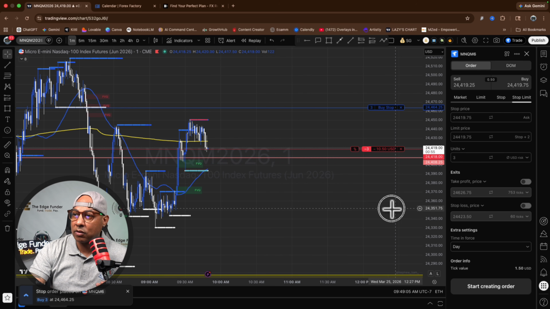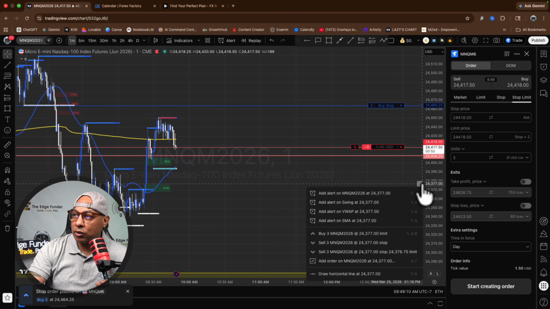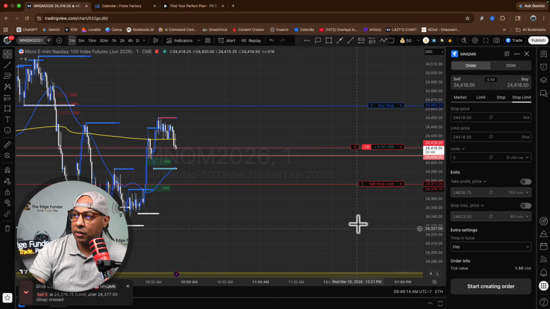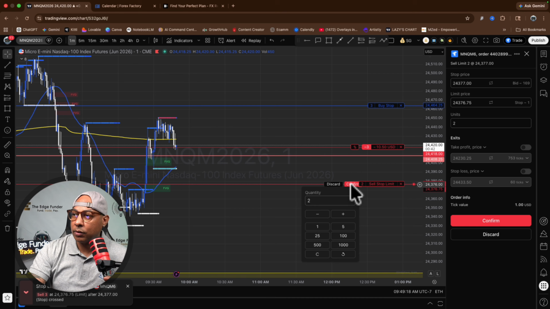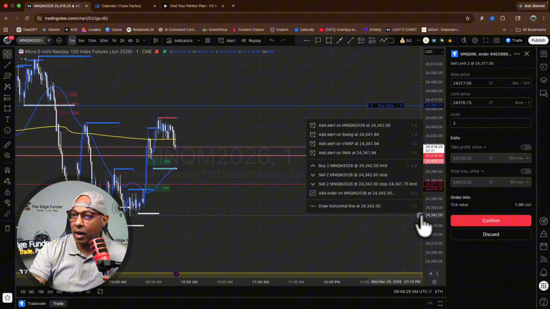I got in with those same contracts. Let's say I'm going to take partials right here of 2, right? So set my limit order and I'm going to change this to 2, confirm. So now I have 2. That means if price hits here and I'm in 3 contracts, it's going to bank 2 and leave me a runner. So I'll take care of the last runner.